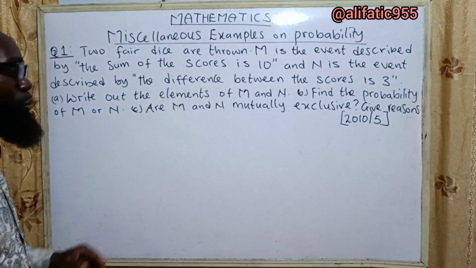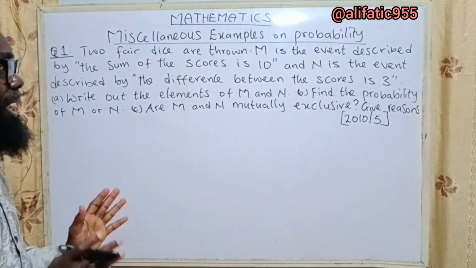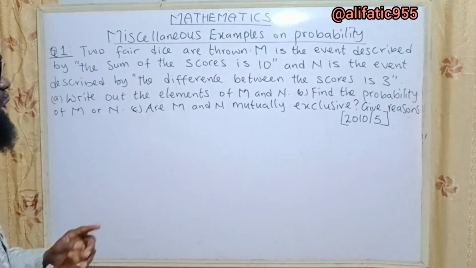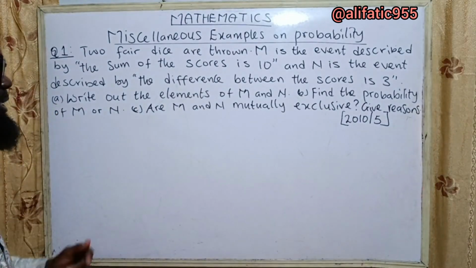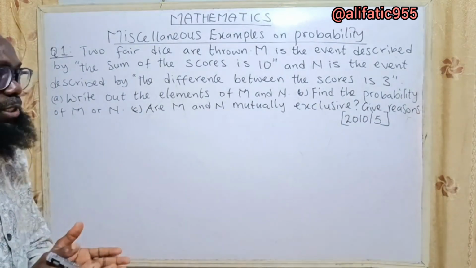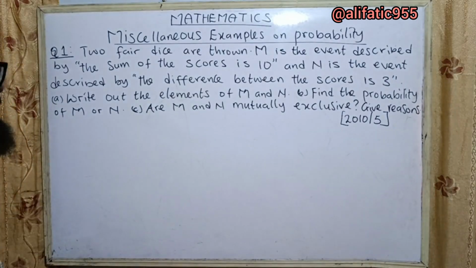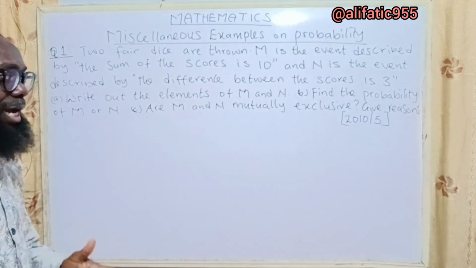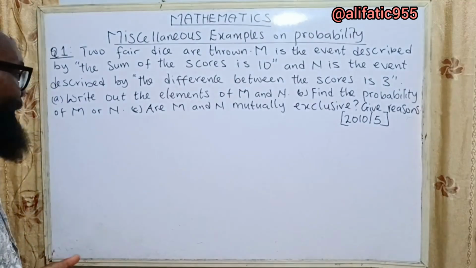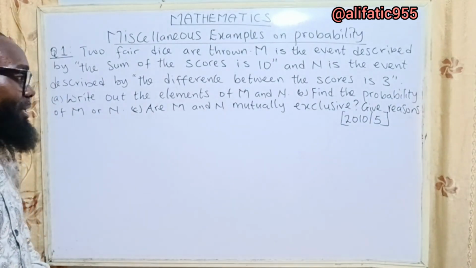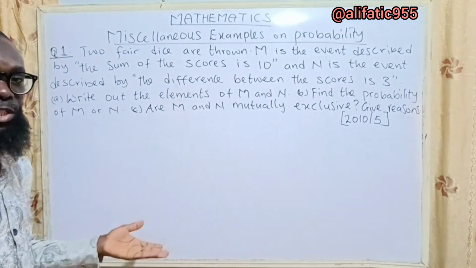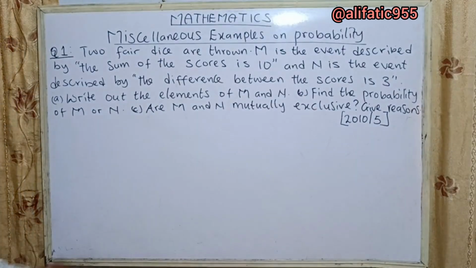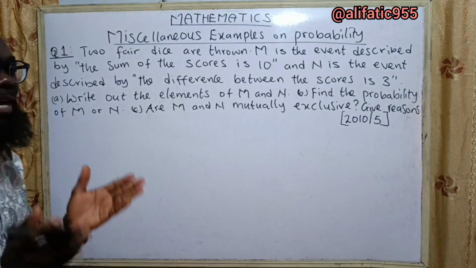So, let's dive in. Now, question 1. Two fair dice are thrown. M is the event described by the sum of the scores is 10. And N is the event described by the difference between the scores is 3. Question A. Write out the elements of M and N. Question B. Find the probability of M or N. Question C. Are M and N mutually exclusive? Give reasons.